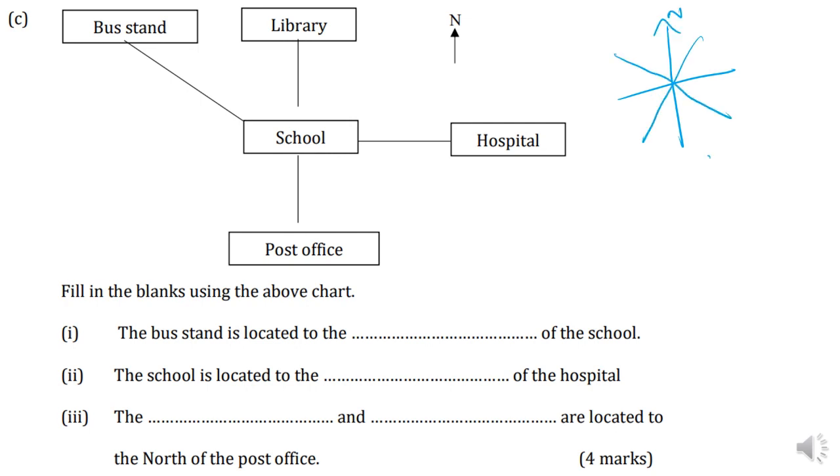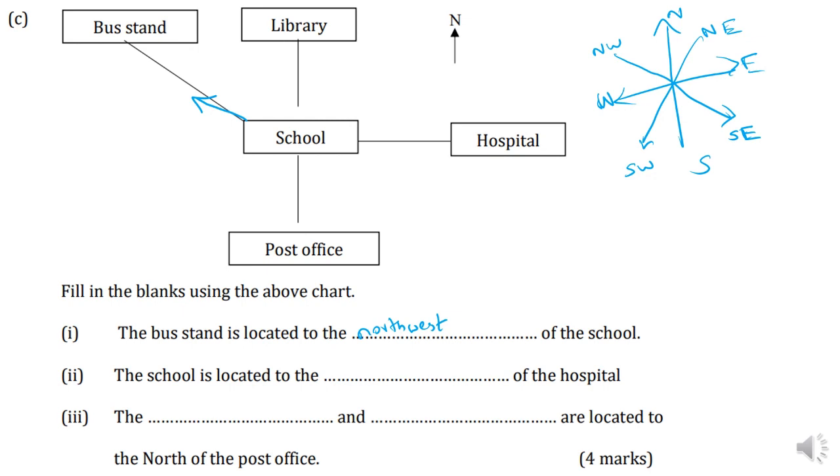This is north, this is south, west, east, northeast, northwest, southwest, southeast, right? And the bus stand is located to the northwest of the school, right? So if you look from the school, this is in the northwest, right?